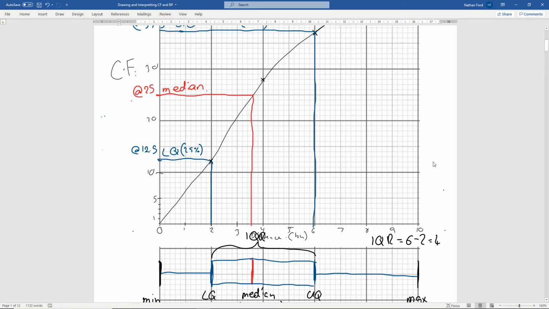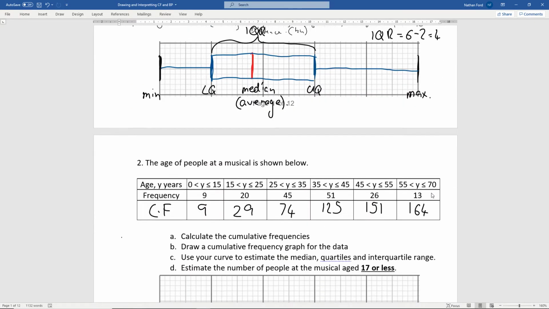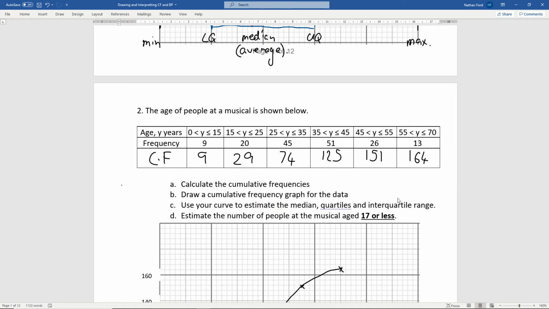All right, welcome back. So this is where we finished off. You should have done this next question. So I'm going to show you now. So here's your cumulative frequencies. I've added them as you go along.